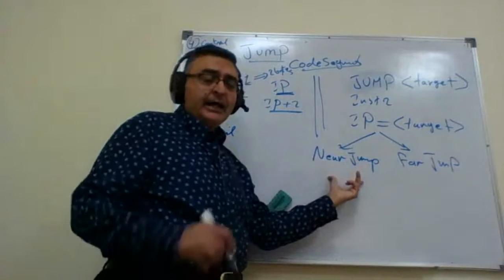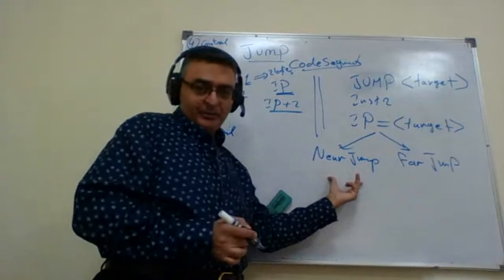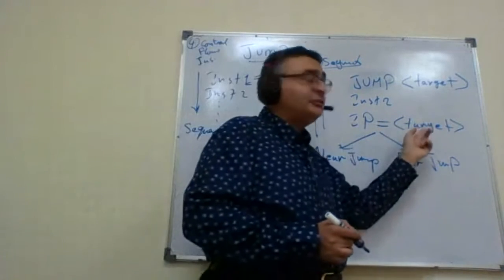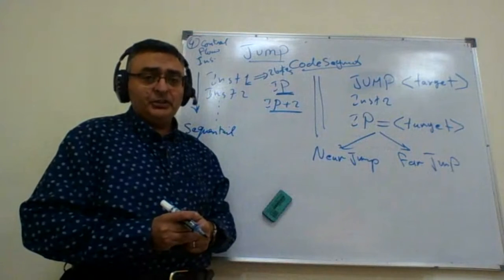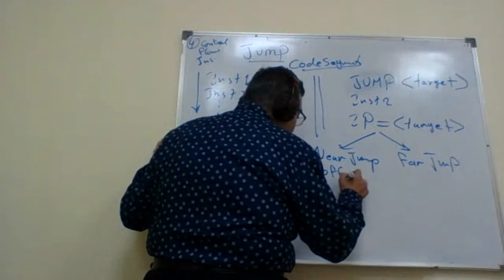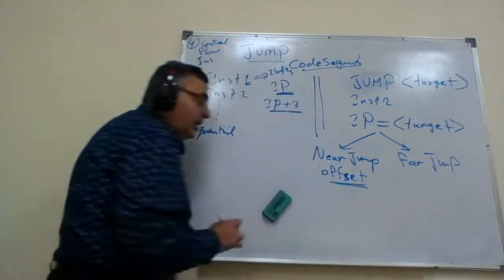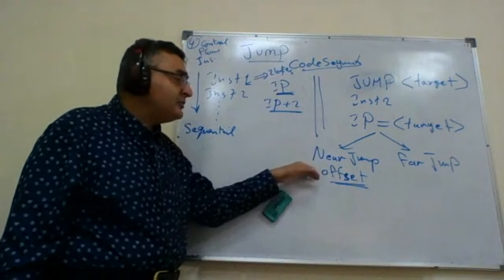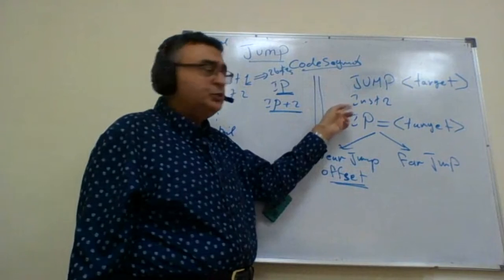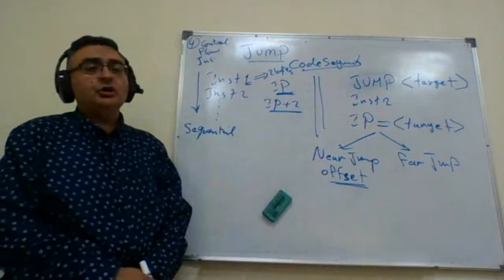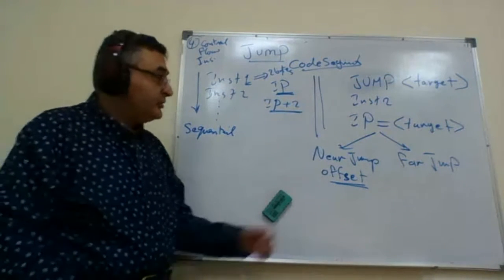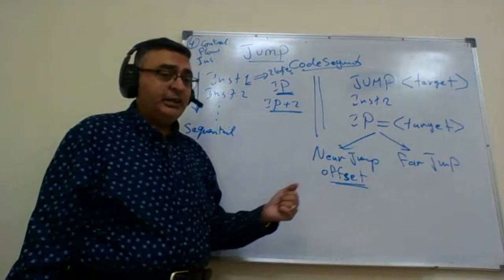Near jump means I am jumping within the code segment. If I am jumping within the code segment, that means the target defined in the jump instruction is simply an offset. Because if I'm inside the code segment, I just want to know how the offset is changing from my next location to whatever location the instruction wants to send me to execute. So this is the first type of jump instruction, called the near jump.